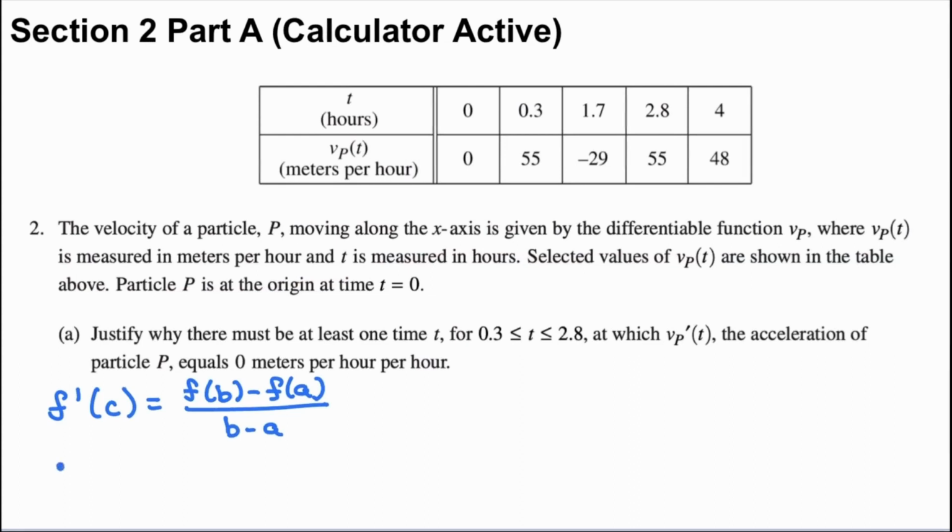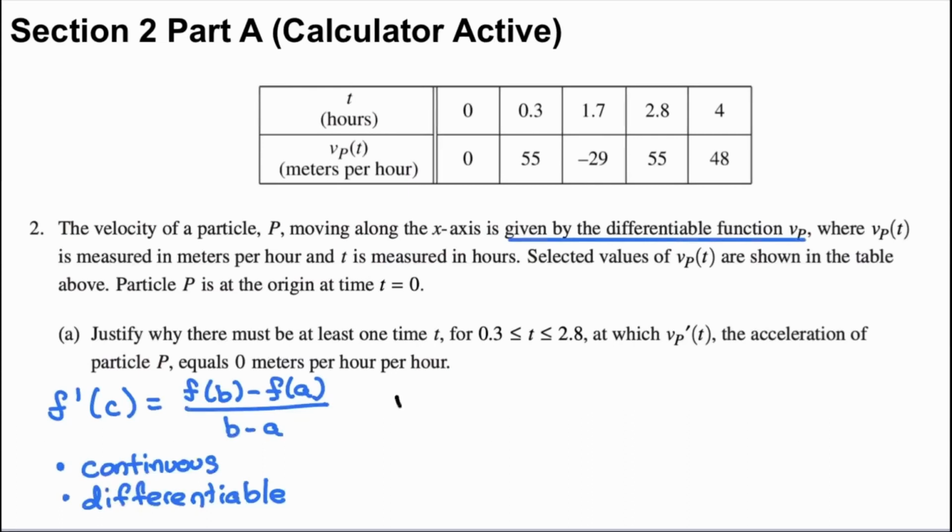And for this to be true, the function must be continuous and differentiable. If these two conditions are not met, then the mean value theorem does not apply and you cannot use it. Luckily for us, they give us that the velocity of particle P is given by the differentiable function VP, and differentiability implies continuity, so we are set to use the mean value theorem. So we're just going to do exactly that.